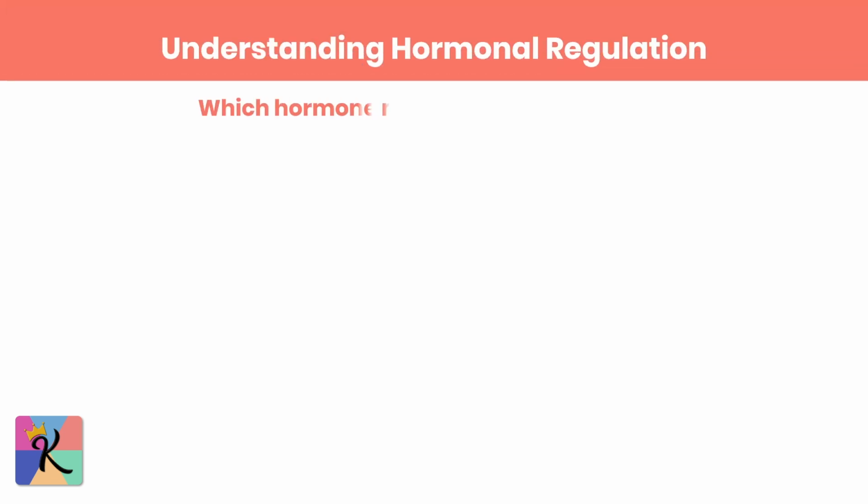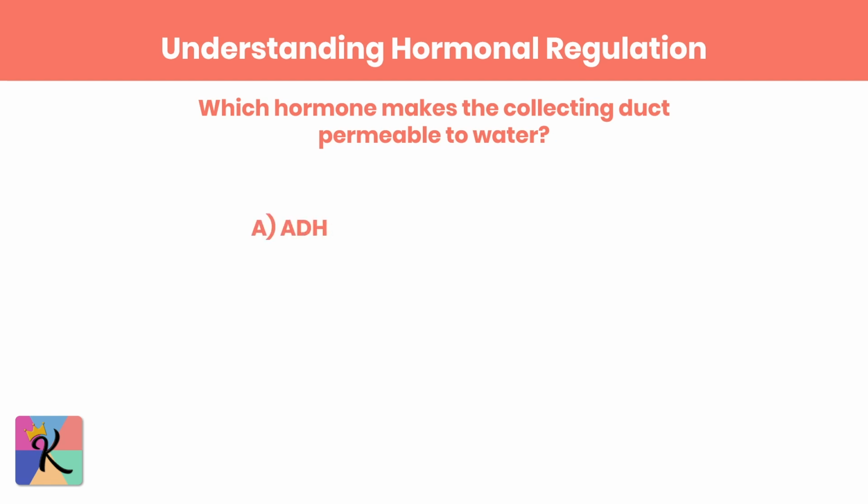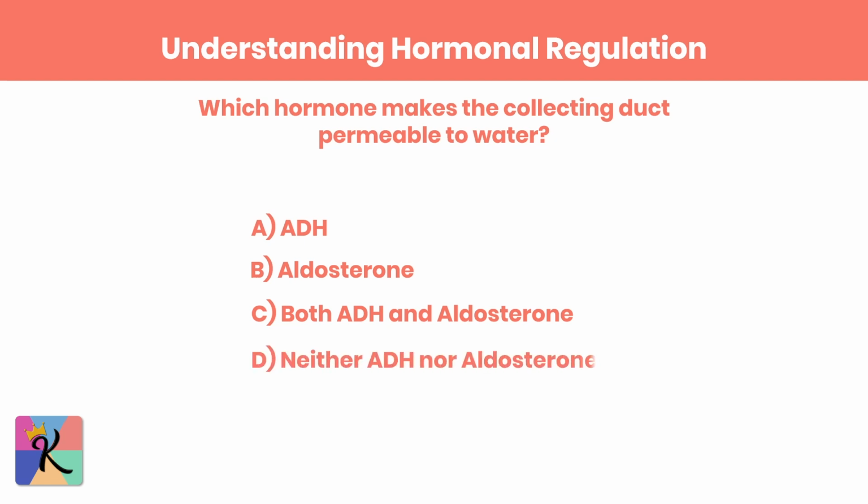Here's a question for you. Which hormone makes the collecting duct permeable to water? A. ADH. B. Aldosterone. C. Both ADH and aldosterone. D. Neither ADH nor aldosterone. Pause the video to think about your answer. The correct answer is A. ADH. While aldosterone affects sodium reabsorption, ADH specifically increases water permeability in the distal nephron.